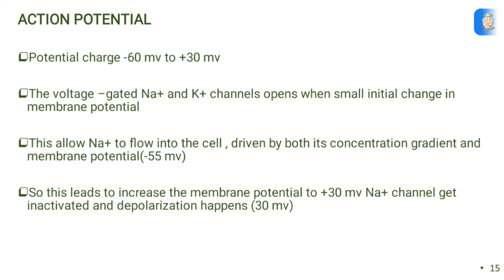At the time of the action potential, there is a potential change. Voltage gated Na+ and K+ channels open when there is a small initial change in membrane potential. So Na+ moves inside the cell. The membrane potential goes from minus 50 mV to plus 30 mV. This change is called depolarization. When depolarization happens, the Na+ channel gets inactivated.